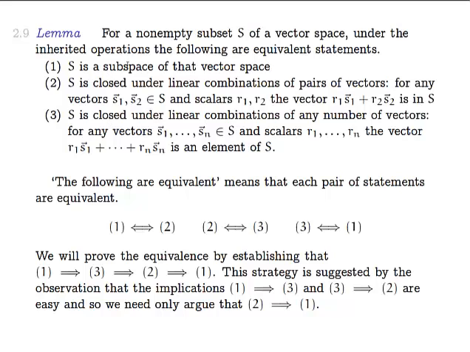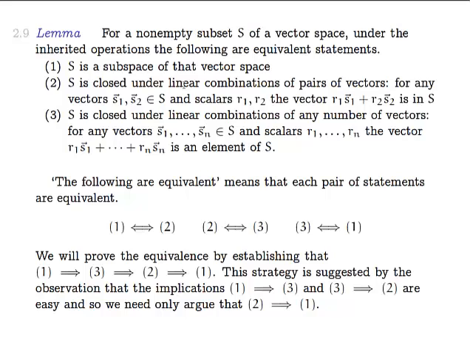Well, if S is a subspace, it has to be closed under addition, and it has to be closed under scalar multiplication. So it has to be closed under linear combination, and under any possible linear combination. So that's where we get 1 implies 3. 3 implies 2 because 2 is a special case of 3. 3 says arbitrary linear combinations. 2 says linear combinations of pairs of vectors.